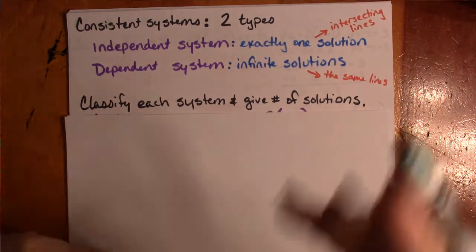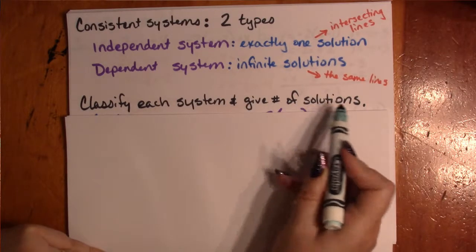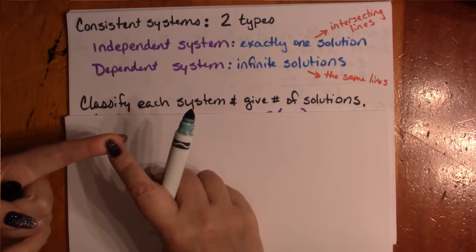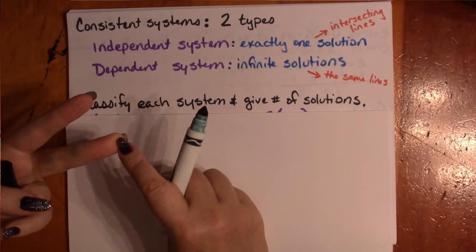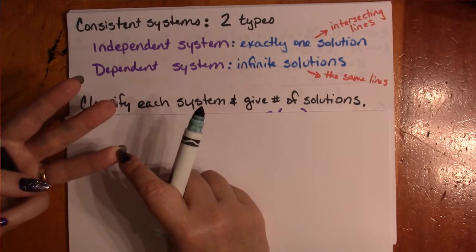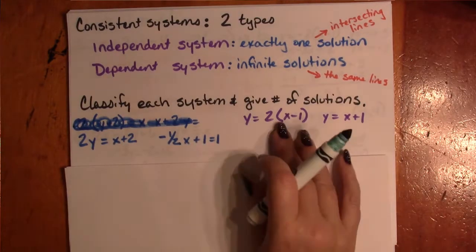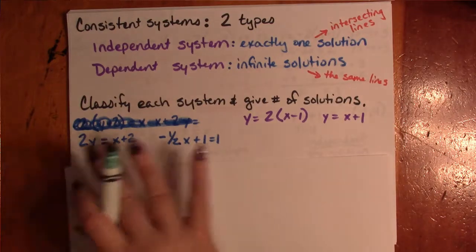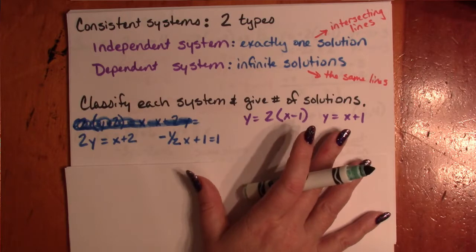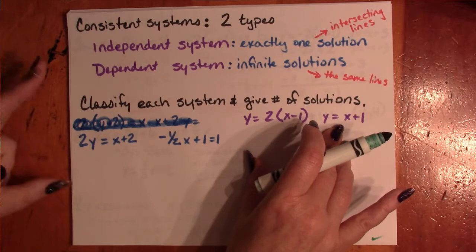So the next thing it's going to ask you to do is classify each system and give the number of solutions. So it's either going to be an inconsistent system with no solutions, an independent system with one solution, or a dependent system with infinite solutions. And it's going to give you a bunch of pairs of lines, and your job is to get them both into positions where you can solve them to some extent. And I'll solve two ways so that you can follow your favorite way.